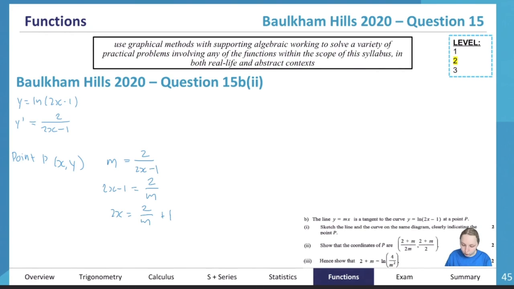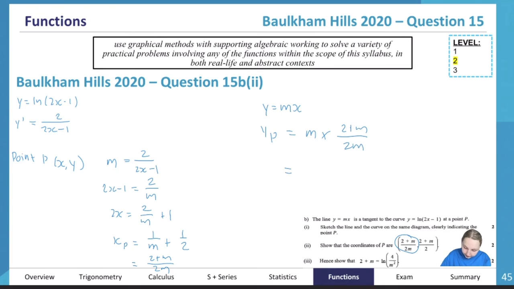Then if we divide both of those by 2, we're going to get our x point for P is equal to 1 over m plus a half. Then if we want to make that into 1 equation, we get 2 plus m over 2m, which is the coordinate for our x point we were trying to find. Then sub that x point into our equation for y equals mx. And we're going to get that our y point is equal to m multiplied by the x point.